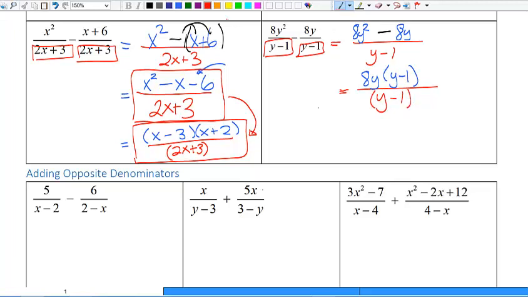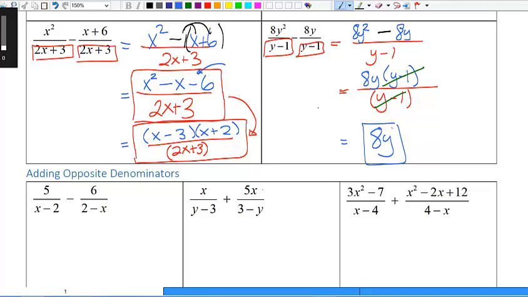And you should look at the numerator and the denominator and see if there's anything that divides out to simplify it. Looks like the y minus 1 divides out nicely, and so my final answer is just 8y in the numerator. You don't need to put over 1. That's a little unnecessary. Now in this next section, we're adding opposite denominators.